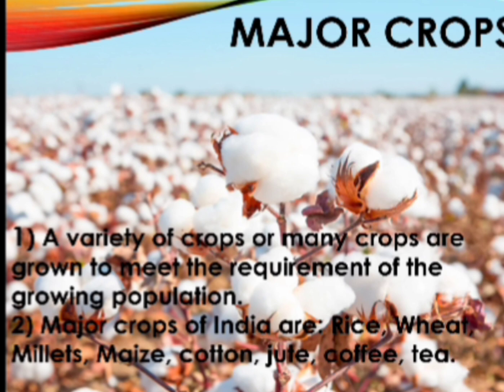China, USA, India, Pakistan, Brazil, and Egypt are the leading producers of cotton. Cotton is the main raw material of the cotton industry. The second fiber crop is jute. Jute is also known as the golden fiber. It is grown in India and Bangladesh.